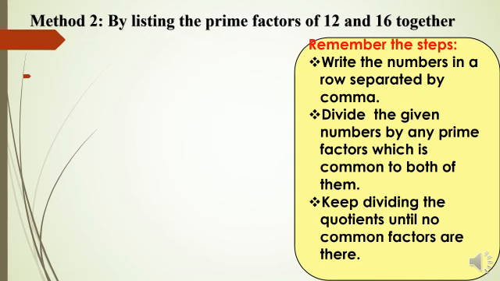In this method, we are listing the prime factors of 12 and 16 together. What are the steps here? We have to write the numbers in a row separated by a comma. Then divide the given numbers by any prime factor which is common to both of them. Keep dividing the quotients until no common factors are there. First, let us write 12 and 16 in a line separated by a comma.